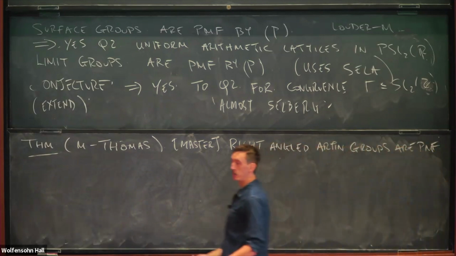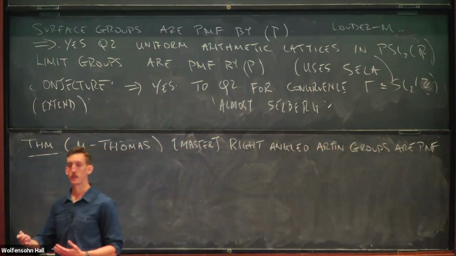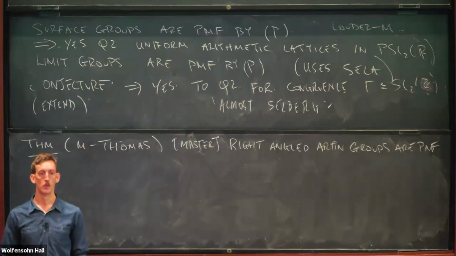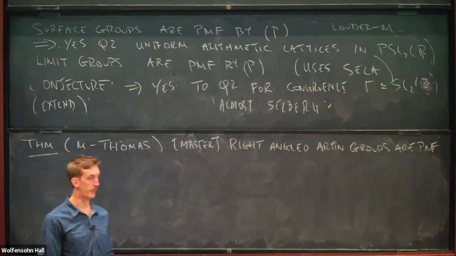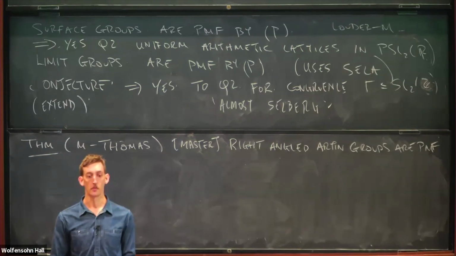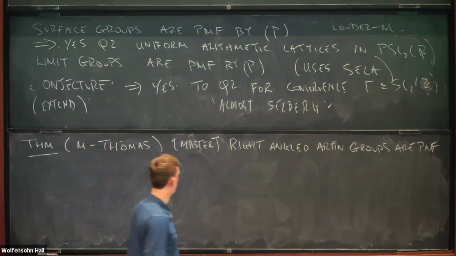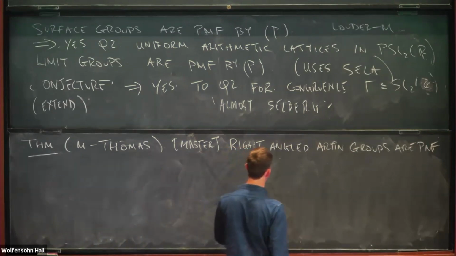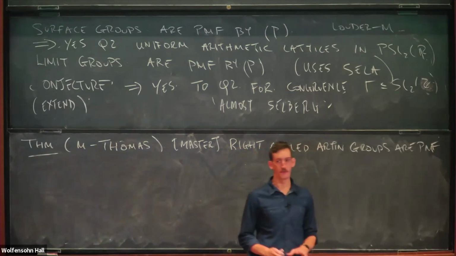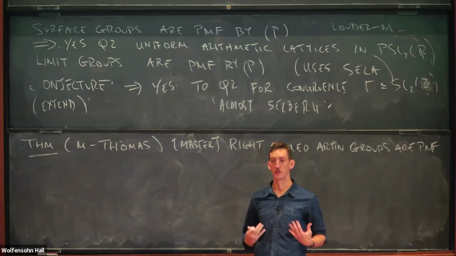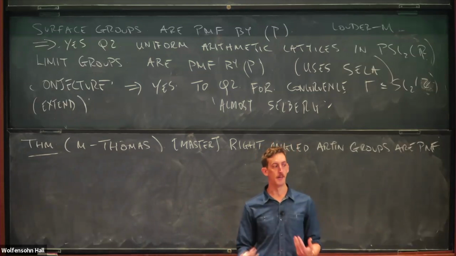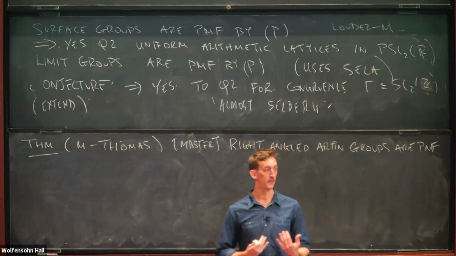So what is a right-angled Artin group? It's something in between a free abelian group and a free group. It has some finite number of generators, and every pair of generators either commutes or not. And that's all the relations. Why do I care about right-angled Artin groups? They turn out to be some kind of universal group that many things virtually embed into. And being PMF is conserved under virtual embeddings.